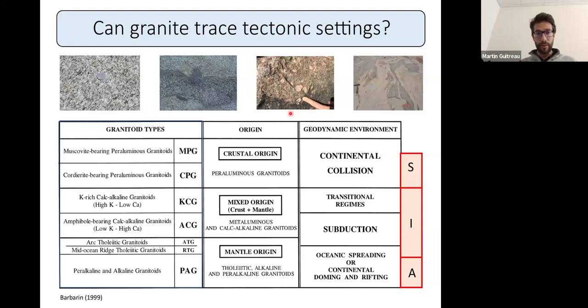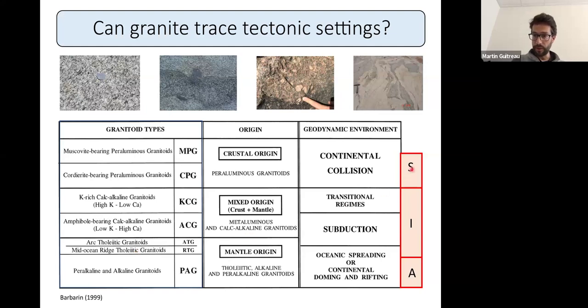But as I said, granite can take many different appearances based on their mineralogy. And the mineralogy is reflecting the chemistry, and the chemistry is dependent upon the source, the conditions of melting, and also the crystallization processes that the magmas have undergone. The most accurate classification for granitoids, to me, is the one proposed by Barbarin, 1999, which is a compilation and, let's say, reorganization of previously done classifications.